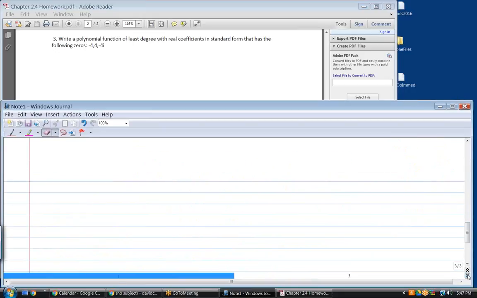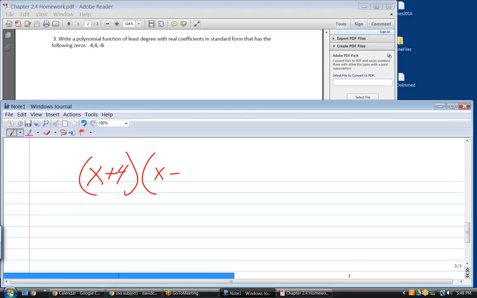So would that be x plus 4, x minus 4, x minus 4i, and x plus 4i? X plus 4. X minus... It's either a typo or they intentionally left off one of the zeros. I'm thinking it's a typo. And here's why.